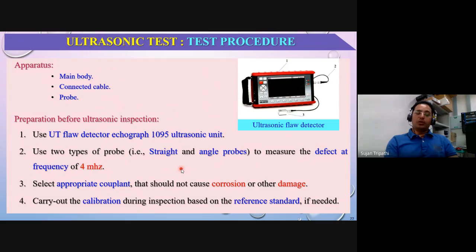So we are not allowed to use any kind of couplant. We have selected a kind of couplant, so we should fix it before the experiment. Okay, next, carry out the calibration before the test. During the calibration, you have to follow the standard that is provided by the manufacturer, right?